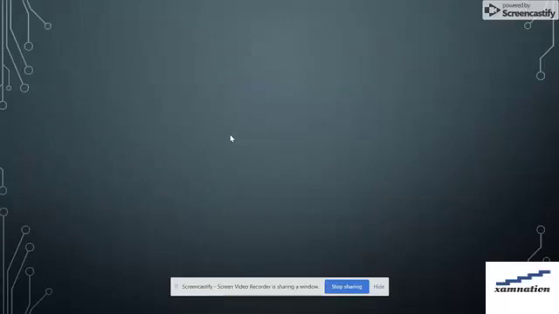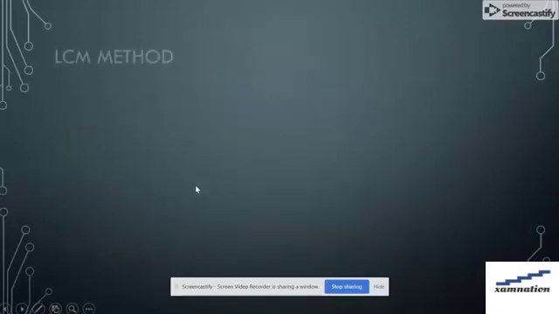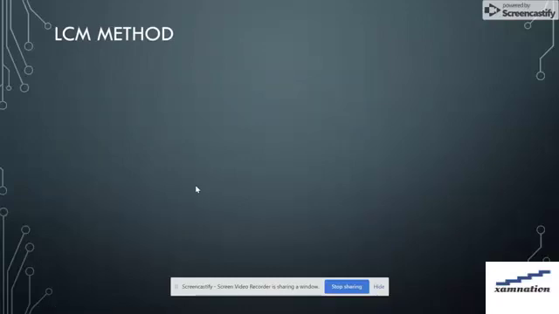So we'll follow two approaches. We can choose between either of the two approaches. The first one is the LCM approach and the second is the unitary one. So now let's see what these approaches actually mean. The first one that we do is the LCM method. I will explain both the approaches using one example.